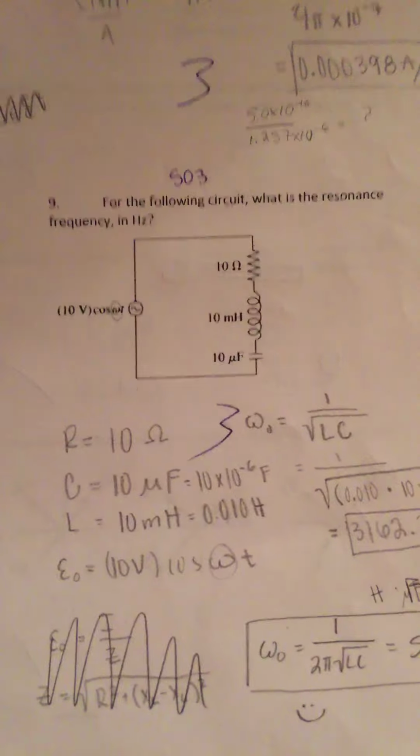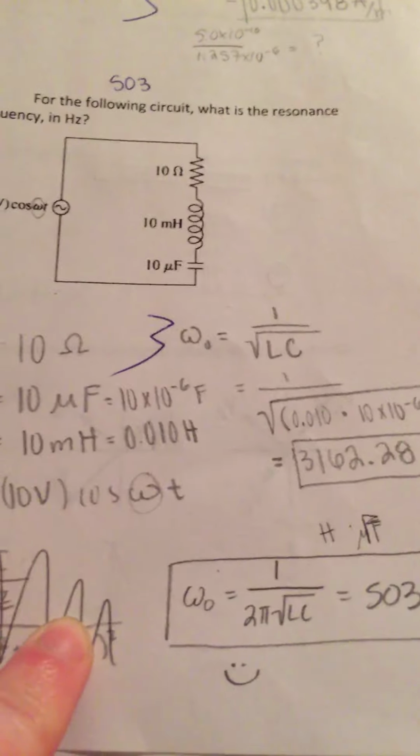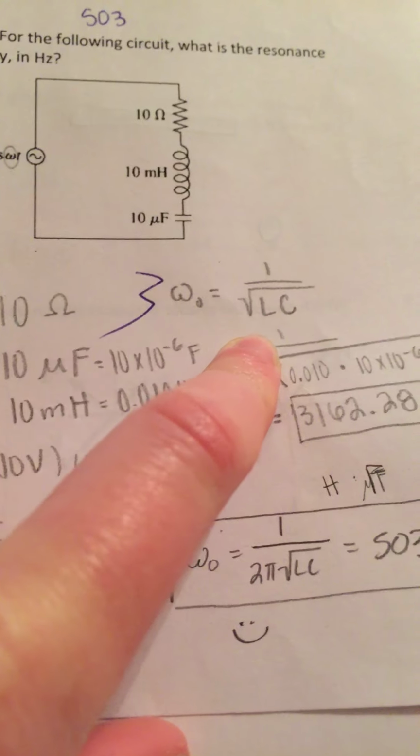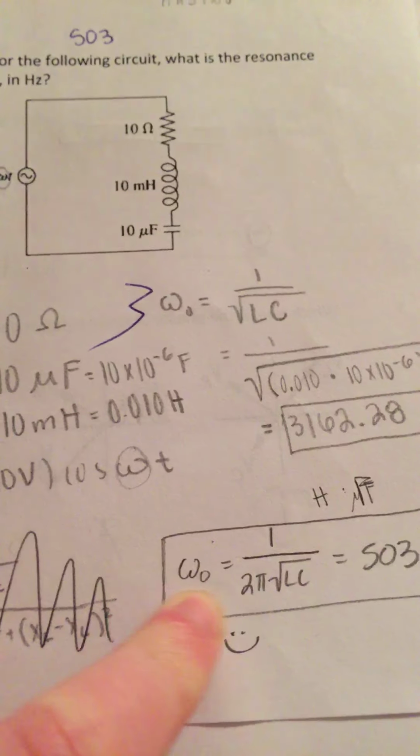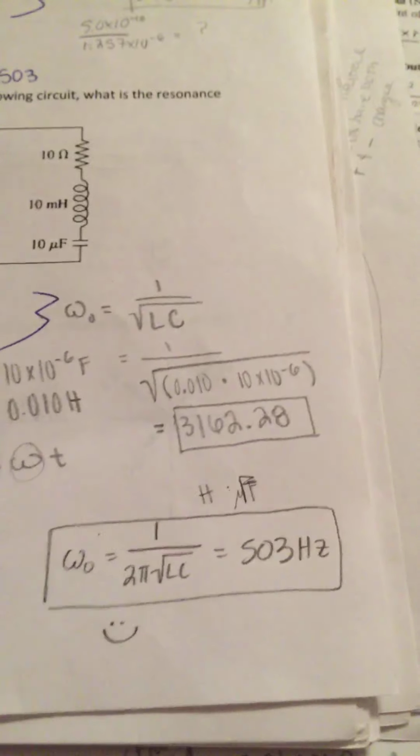The next one that I did wrong was number 9, and it's really sad because I remember going over this, but basically I did the problem right. I just forgot the 2 pi underneath in the denominator, and when you fix that, you get to the 503, which is the correct answer.